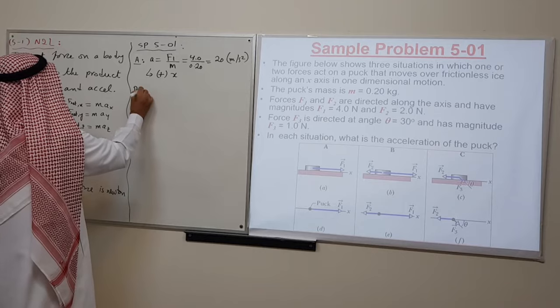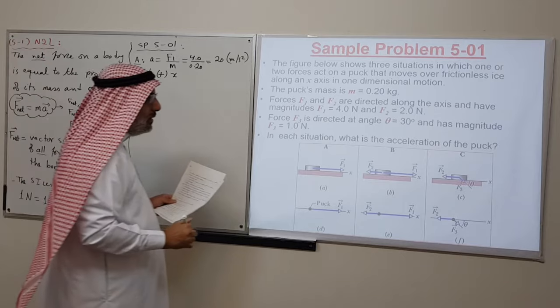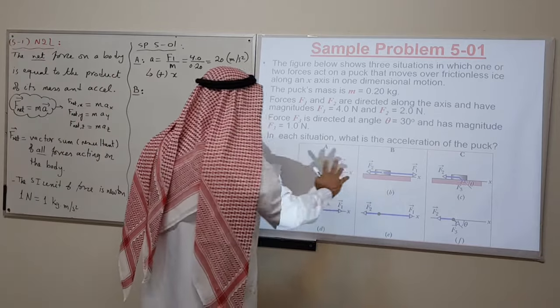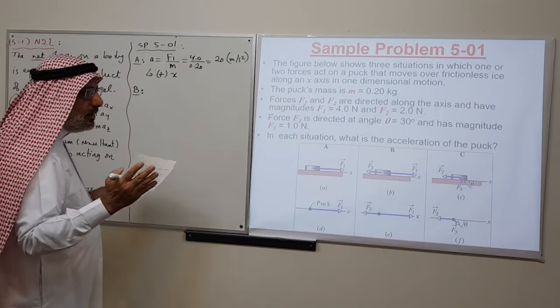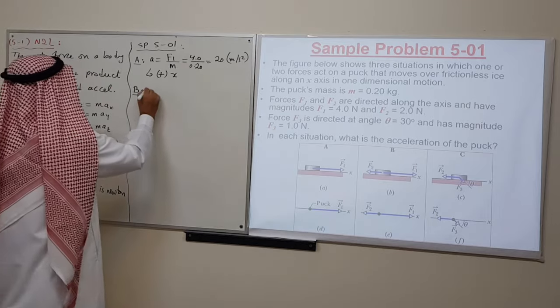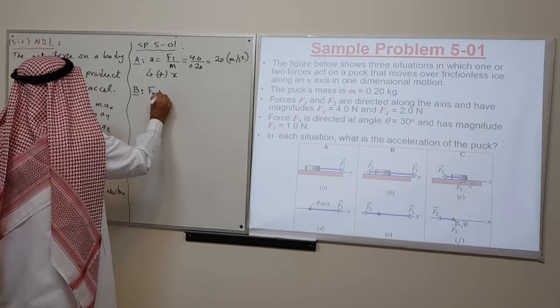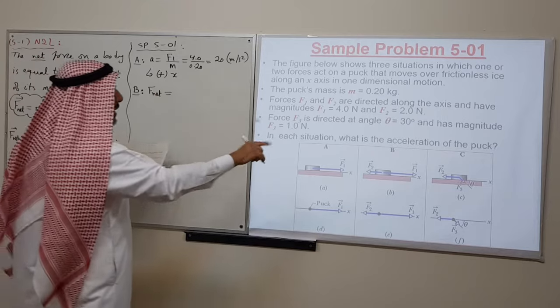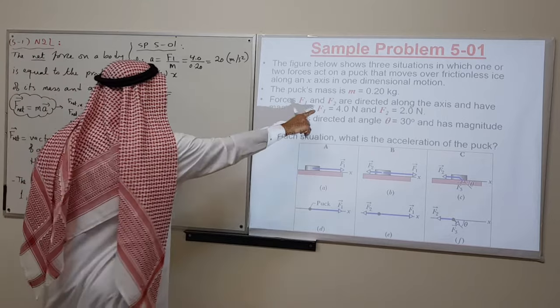Let's now look at B, situation B. Here we have two forces. So first we have to find their resultant, the net force. The net force in this case is equal to, F1 is positive, has a magnitude of 4.